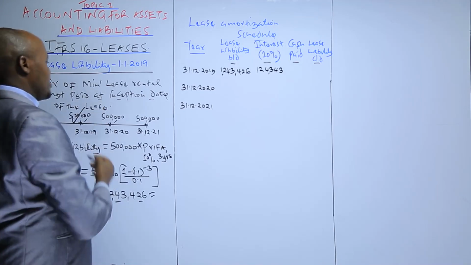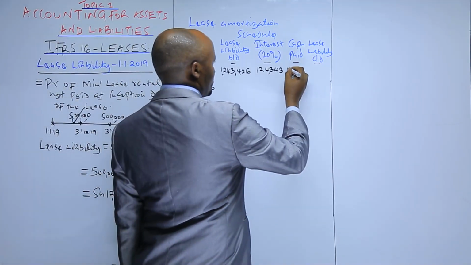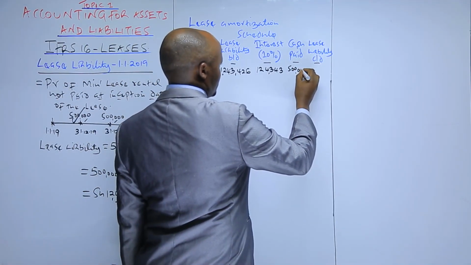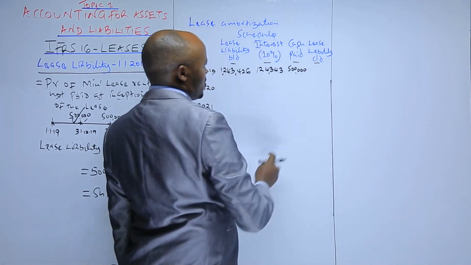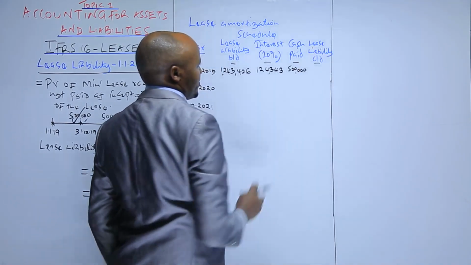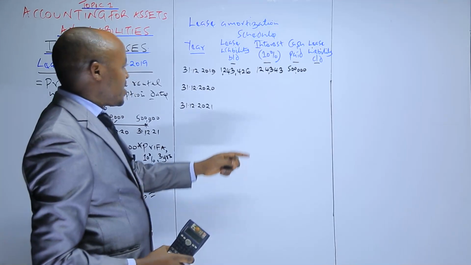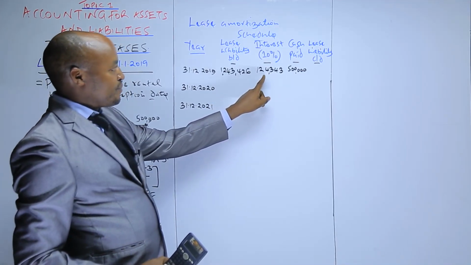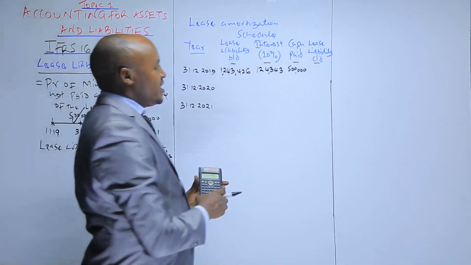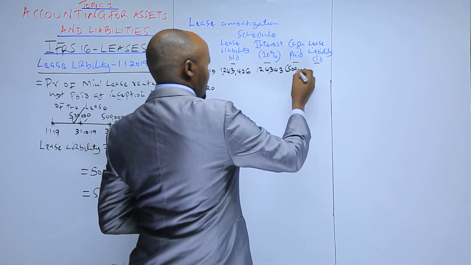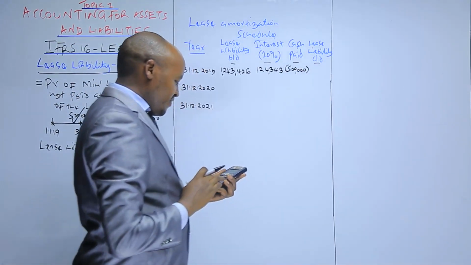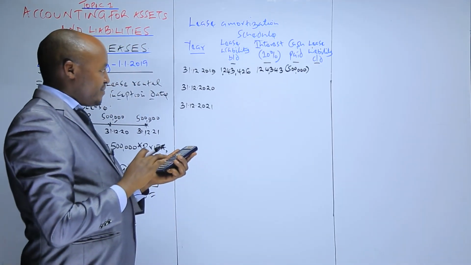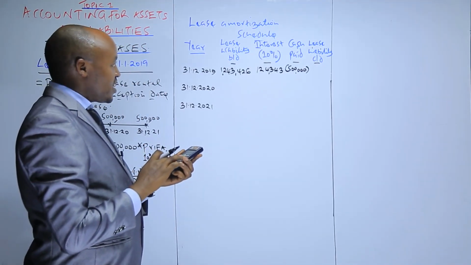So at the end of year one, the rent which was paid was 500,000. Was 500 what? Thousand. So how do we get then the lease liability at the end of year one? To get the lease liability at the end of year one, we take the lease liability at the start of the year plus the interest, and then we less cash which was paid. So that will give us the lease liability at the end of what? At the end of year one.